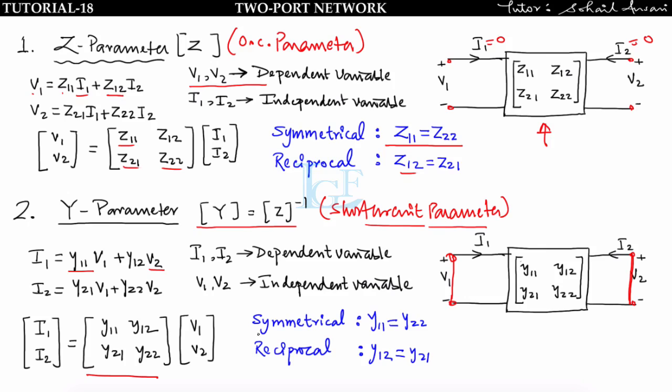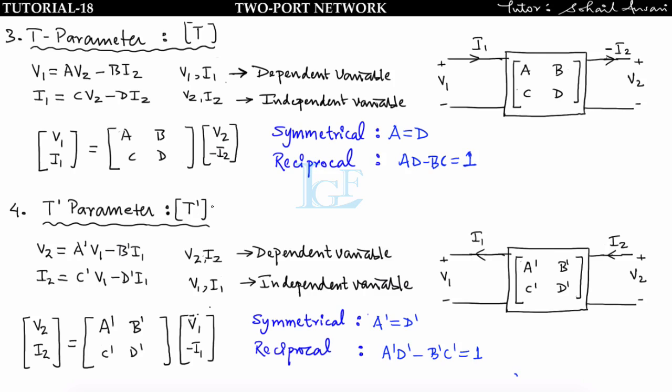Now for symmetrical, the condition is Y11 must be equal to Y22, and for reciprocal Y12 must be equal to Y21. These things you should remember, because the question is asked directly whether the network is symmetrical or reciprocal. Got it?